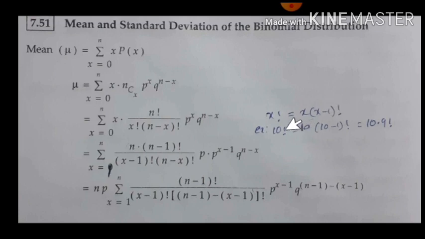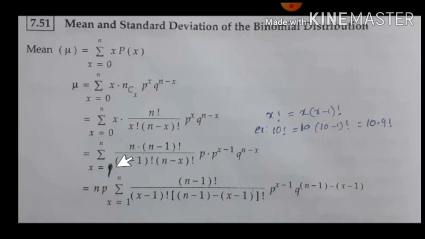If I have 10 factorial, I can write it down as 10 into 9 into 8 into 7 and so on up to 1. So 9 into 8 into 7 and so on, I can write down as 9 factorial. So 10 into 9 factorial is nothing but 10 factorial. So using the same concept, x factorial is written as x into x minus 1 factorial. So that x and this x get cancelled. So the left out term is only x minus 1 factorial.